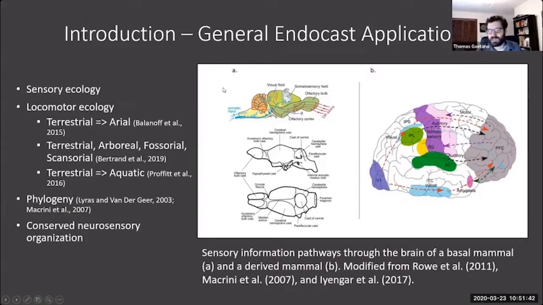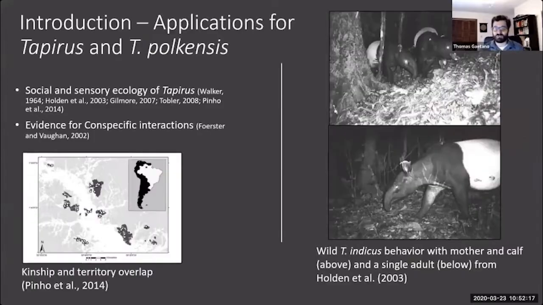So an example of that is in this graphic here, where we have a more basal brain and its neurosensory processing areas illustrated, and then a derived mammalian brain. And along with the locomotor ecology and sensory ecology, they also include phylogeny studies with this too. But I'm more interested in the sensory and behavioral ecology applications for Tapirus and Tapirus polkensis.